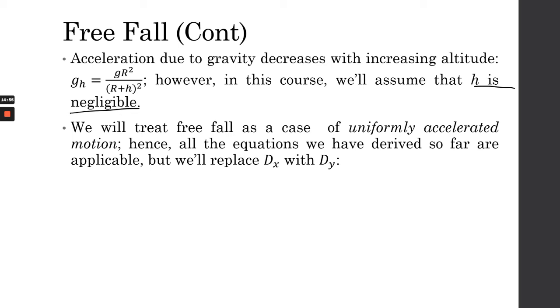Hence, we can assume free falling as a translation. What that means is that we can use the equations we've derived previously and apply them on free falling. All the equations that we've derived so far are moving from left to right. They're all going in the positive x direction. But in this scenario, we will be replacing the x with the y, because everything is not moving left to right. We are moving downwards.